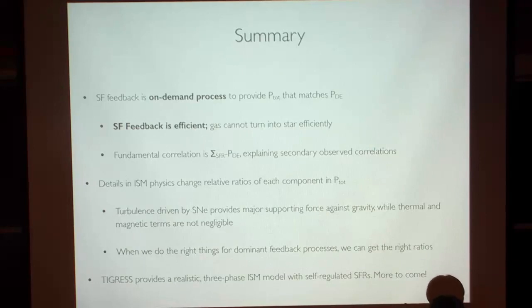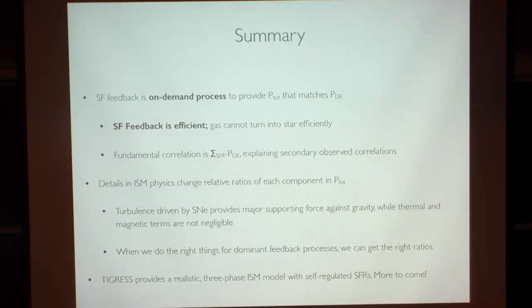And the details of the interstellar medium physics can really change the internal relative ratios of each component of this pressure support. So that is something we can use to discriminate what kind of feedback we should really consider. Based on our experience, when we only include the supernova feedback, that looks okay for everything. So that somehow says that maybe the supernova is really the dominant source of this turbulent pressure or the feedback.